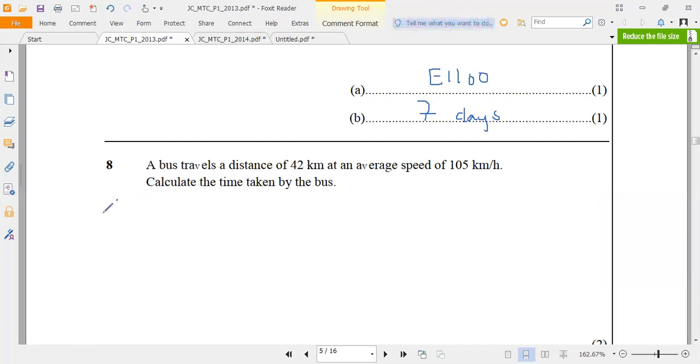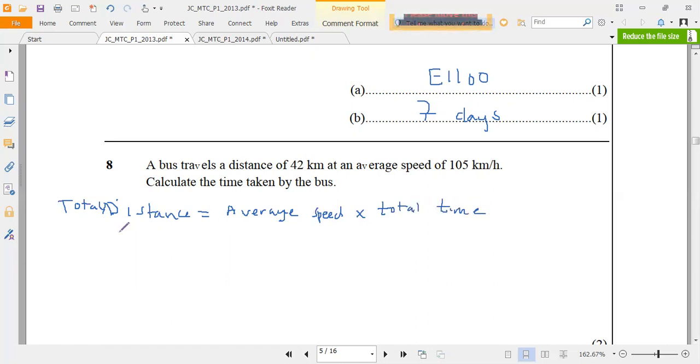If we have average speed, we use the formula: distance traveled is equal to average speed multiplied by the total time taken. The distance we are given is 42 kilometers, and the speed is 105 kilometers per hour. So we just look for the time.